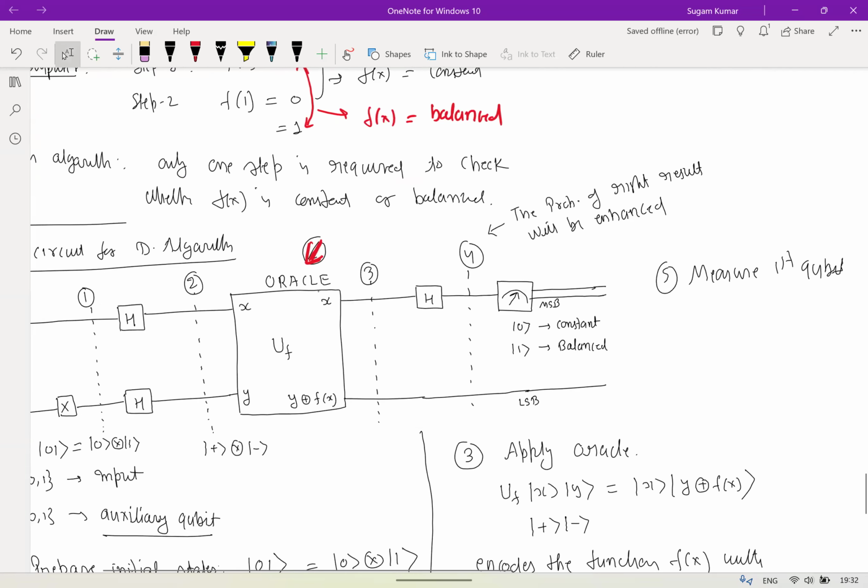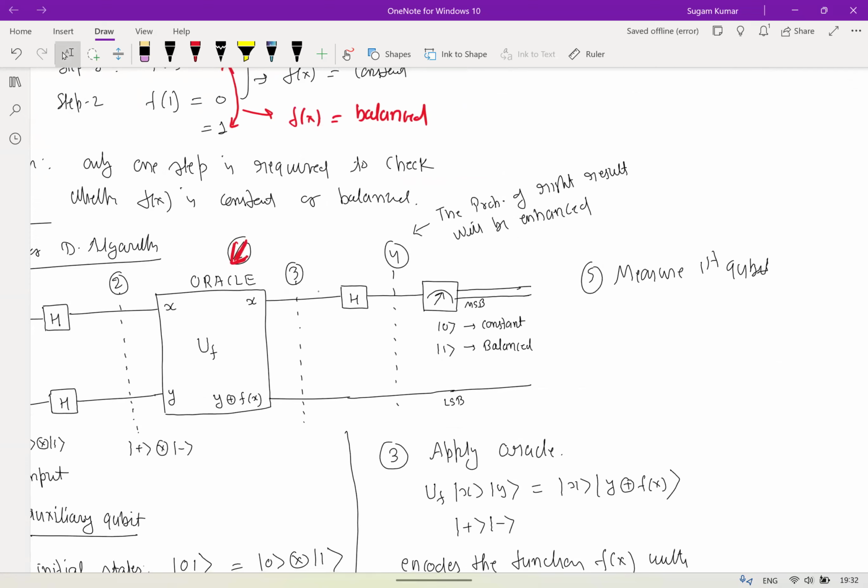So you have to measure the first qubit. That is the last step. And you see the output state: if it is 1, then I will say the function is balanced. If the output state is 0, then I will say the function is constant.